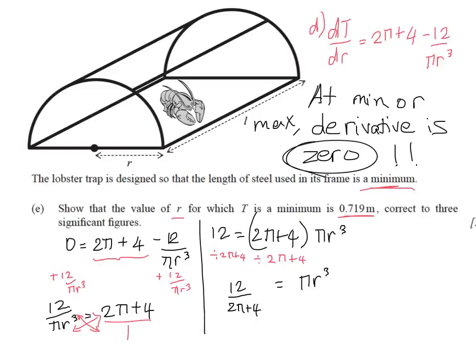All right, we are getting closer. We are getting warmer. I want to get that pi away from the right side. So I'm just going to divide by that pi on both sides. And we get that r to the third is equal to, let me clean this up here, r to the third is equal to 12 over pi, the pi that we just divided by, 2 pi plus 4.